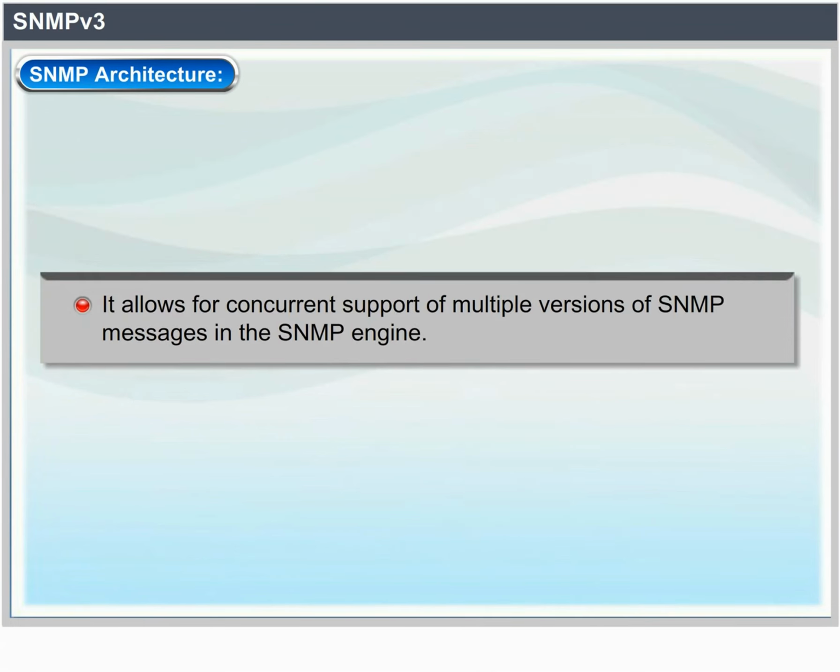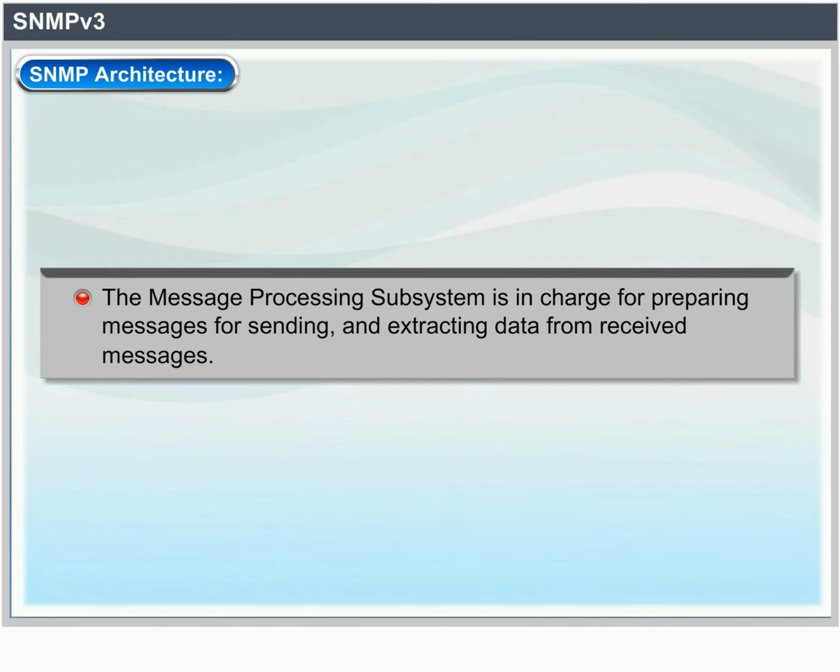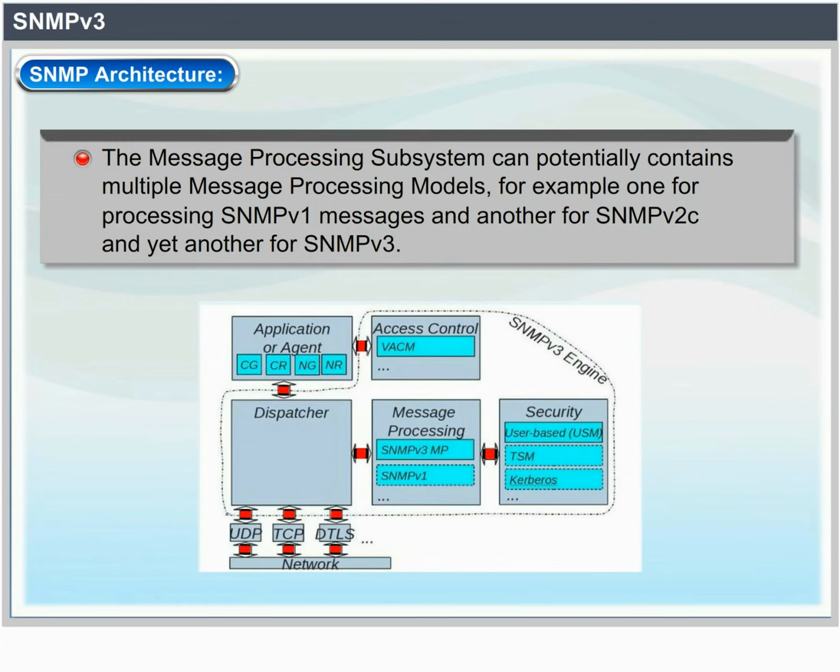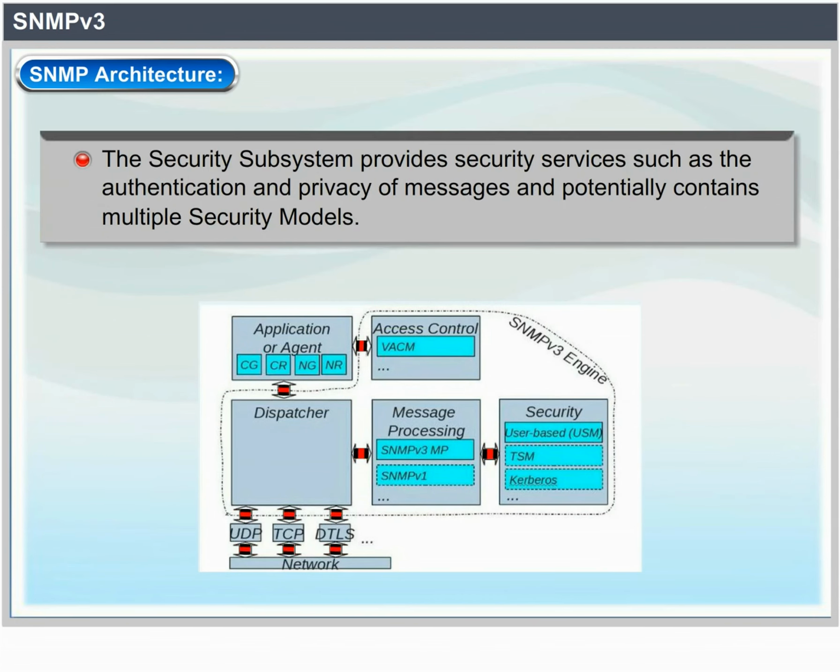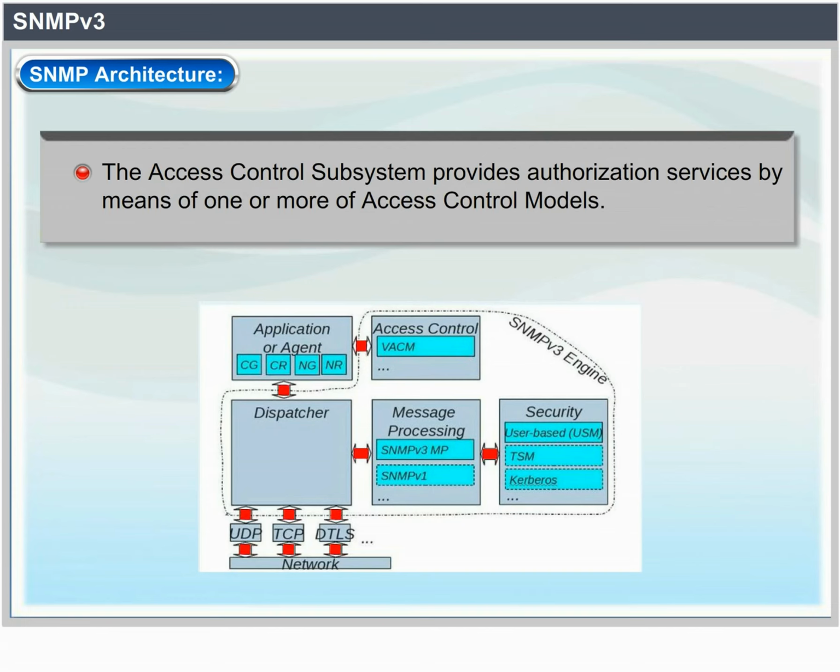The message processing subsystem is responsible for preparing messages for sending and extracting data from received messages. The message processing subsystem can potentially contain multiple message processing models. For example, one for processing SNMP v1 messages and another for SNMP v2c and yet another for SNMP v3. The security subsystem provides security services such as the authentication and privacy of messages and potentially contains multiple security models. The access control subsystem provides authorization services by means of one or more access control models.